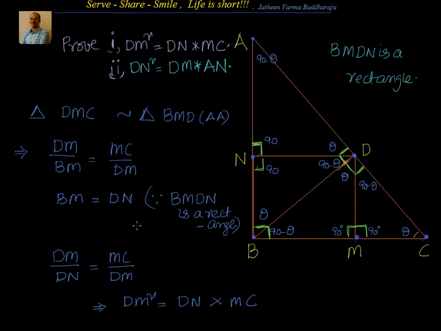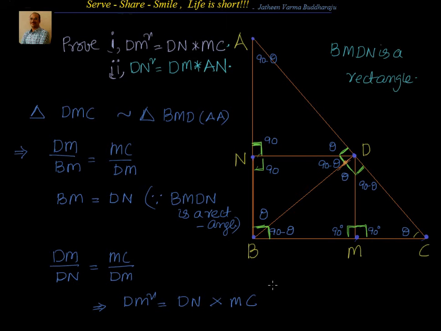So then we have observed here that the triangle DMC is similar to triangle BMD because both of them have 90 minus theta and theta angles. So then we can say that corresponding sides are in proportion. Since we know they are similar triangles, their corresponding sides should be in proportion. So we have written that and we got the first result.